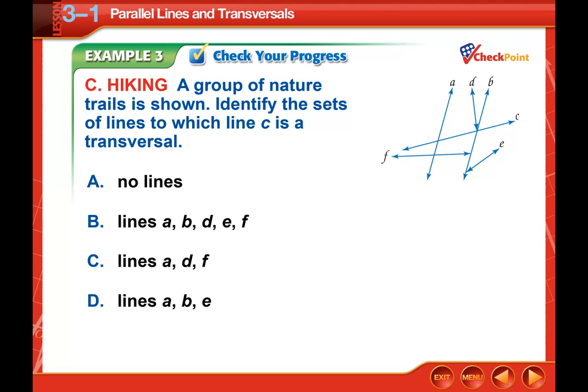Okay? Which of these lines is C a transversal for? C is right here. This is crossing A and B and D and E and F. It crosses every single one.